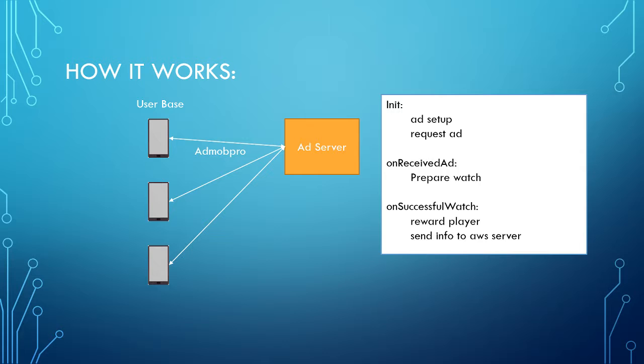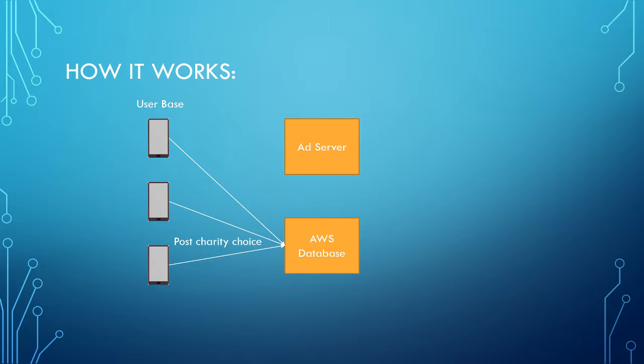What I have to stipulate in using that is my initial setup of telling the service, these are my accounts, these are the ads specifically that I want to service. Then I have an on received ad handler which prepares them to be watched. It makes it so the buttons are clickable and everything. On a successful watch, I reward the player by incrementing the number of ads that they've actually watched, and I also send that to the AWS server. After having watched, it posts to the AWS which charity they want, and I send their confirmation back, letting them know that it was received correctly.